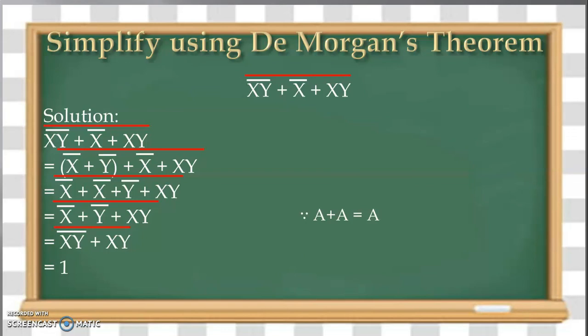xy bar plus xy. So we know that a plus a bar is equal to 1 and whole bar we have kept as it is. So a plus a bar is equal to 1. That theorem we have applied for xy plus xy bar. And bar of the 1, complement of the 1, is equal to 0. So our final answer, if we simplify the given Boolean equation, is 0. But we have used De Morgan's theorem in this simplification.